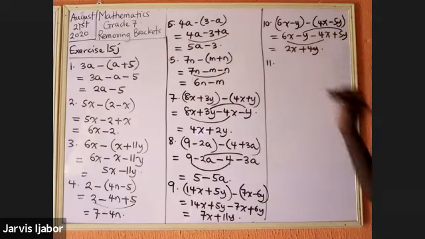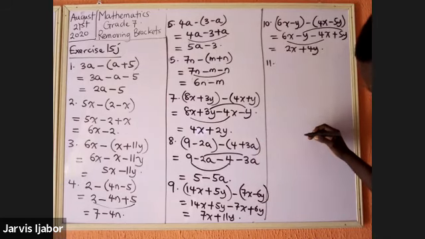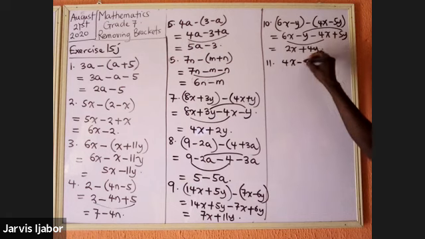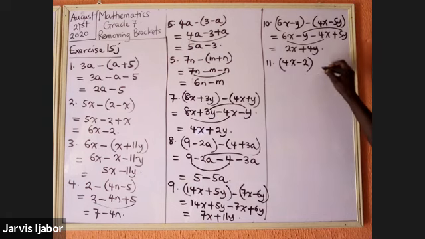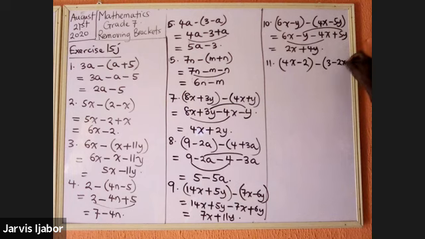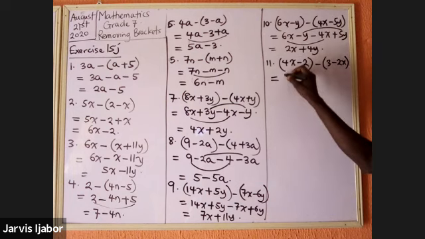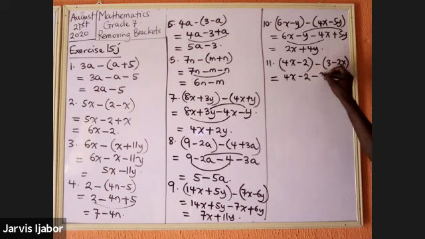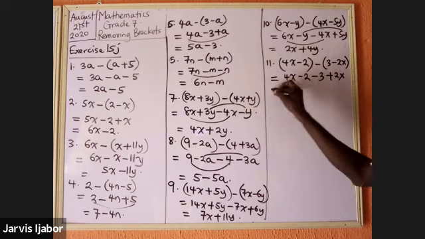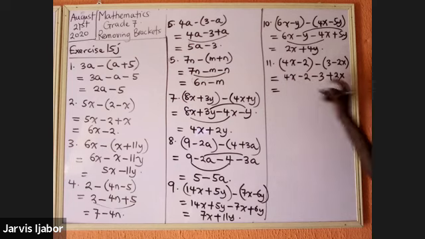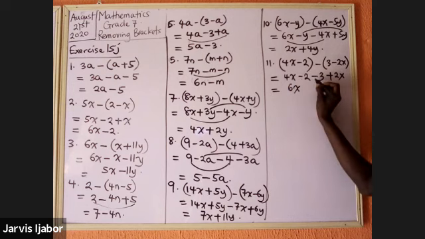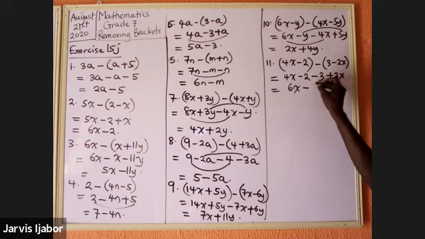Question 11. In question 11, you have 4x minus 2 minus (3 minus 2x). This will give you 4x minus 2 minus 3 plus what? 2x. So what do we do? This plus this, 4x plus 2x will give me this. Both signs are negative, so you are adding. I know you've been told so many things, but in reality, when the signs are the same, you are adding. So this will be minus 5.